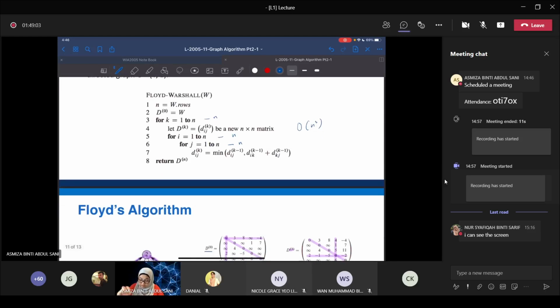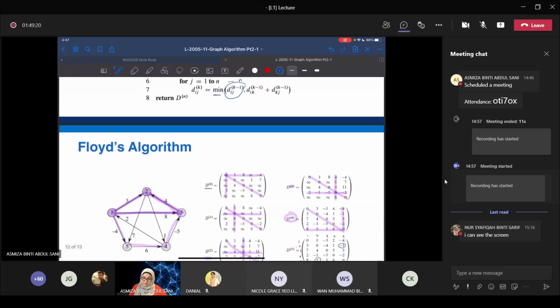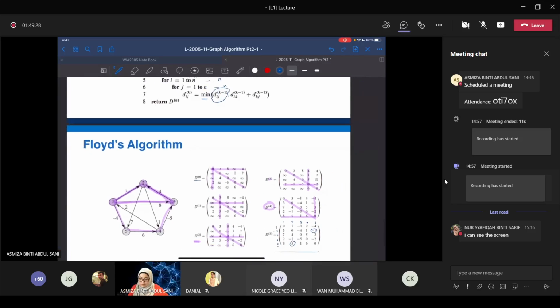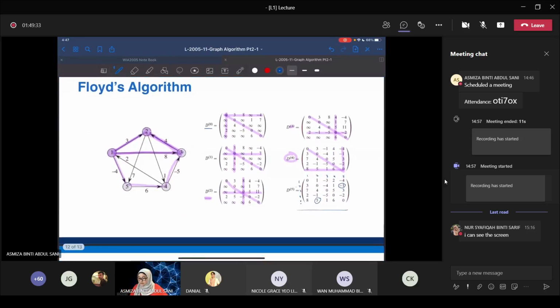Okay, so if you look at the pseudocode here, we are looking for the minimum. What we were doing just now, I already closed that window. So basically we try to find the smallest between the two possible answers. Okay, and then we're going to fill up the matrices. Okay. So if we have no more question, I guess I will see you during tutorial.